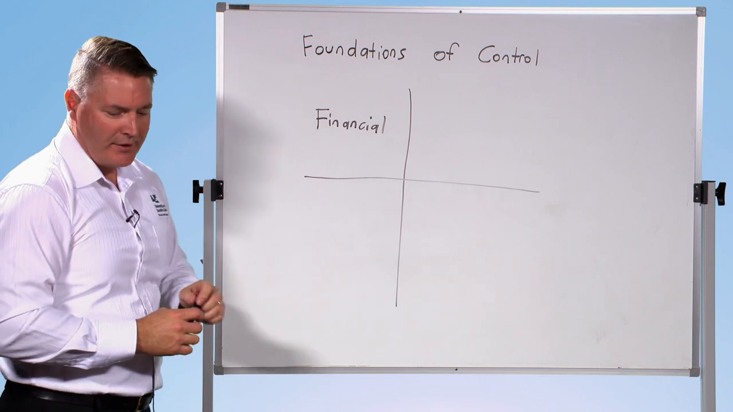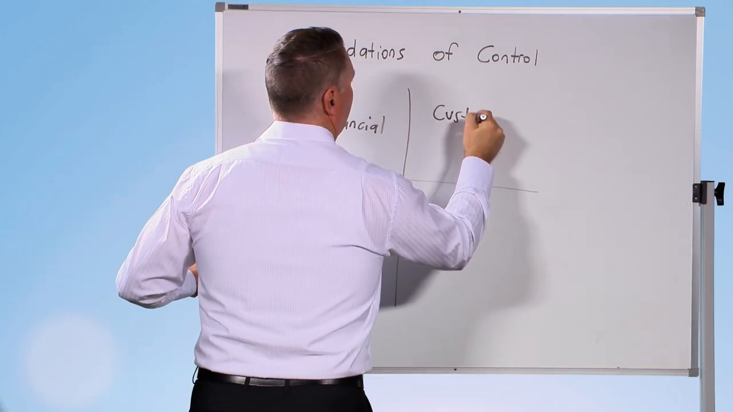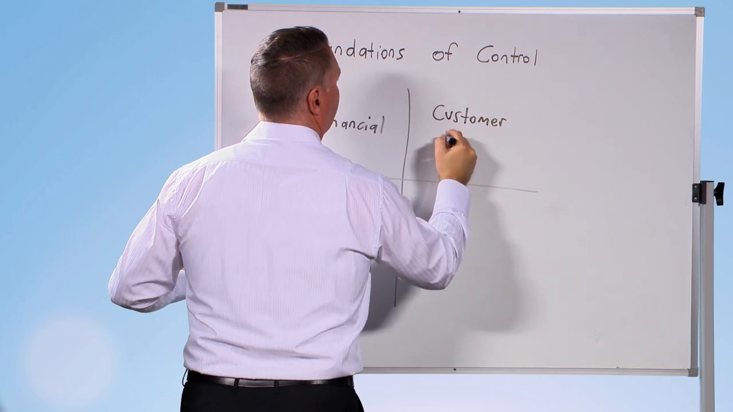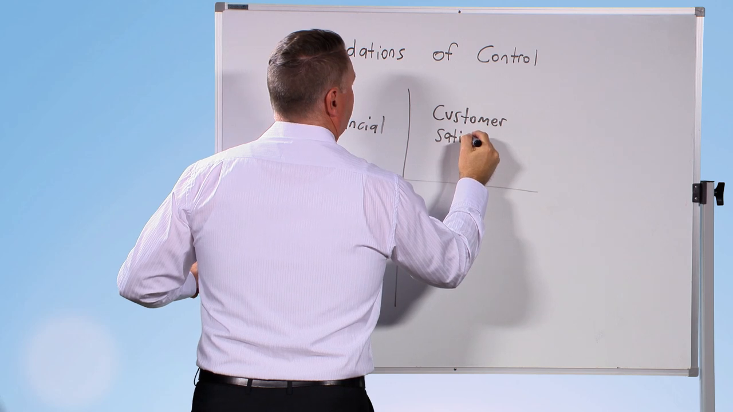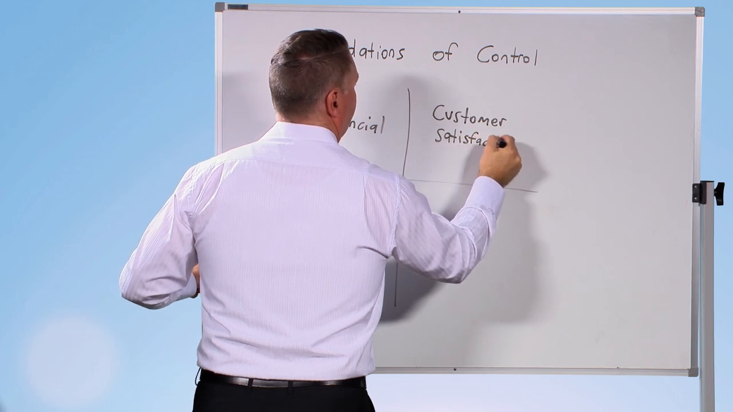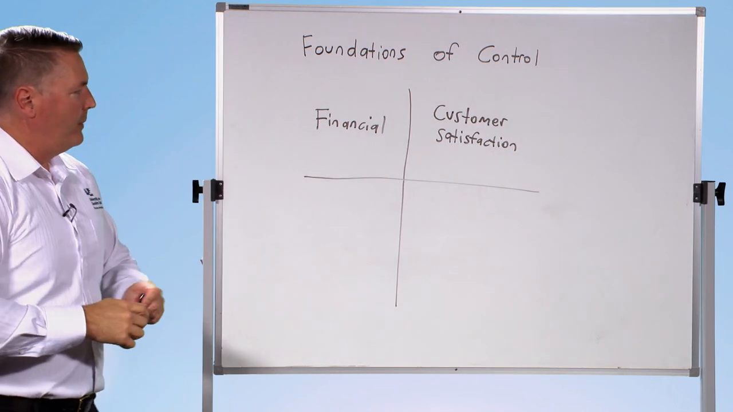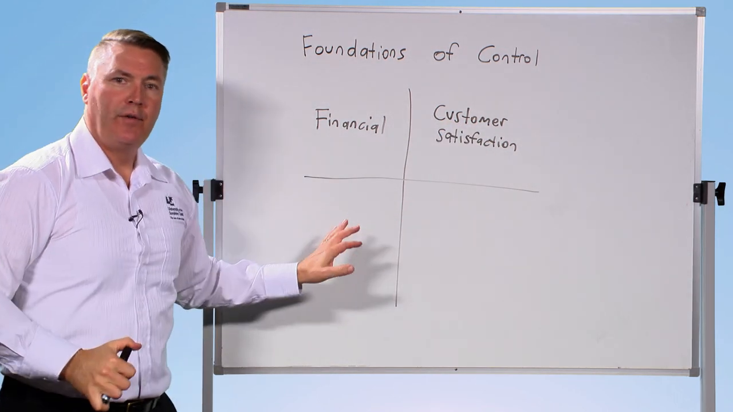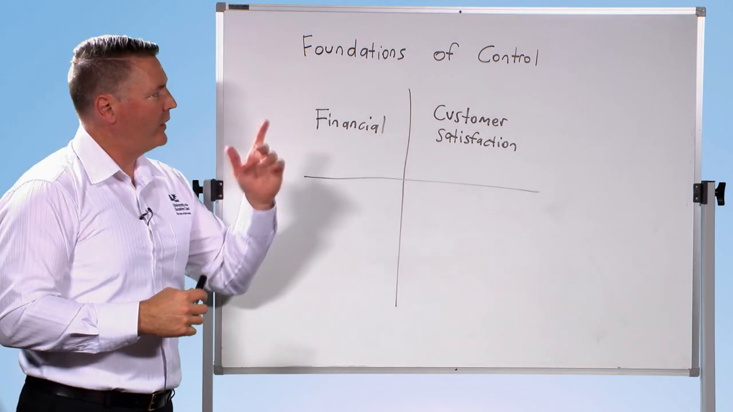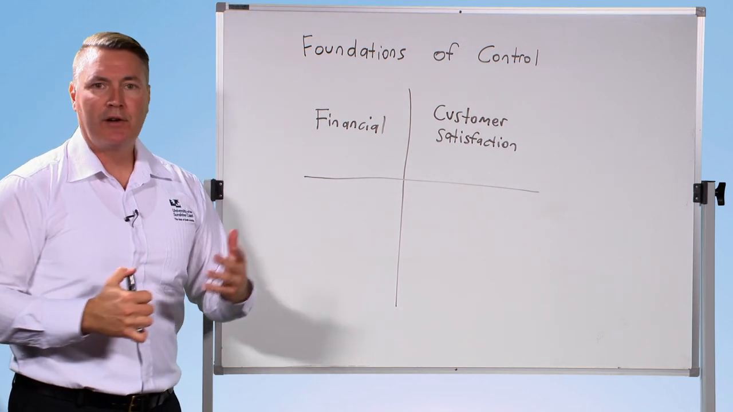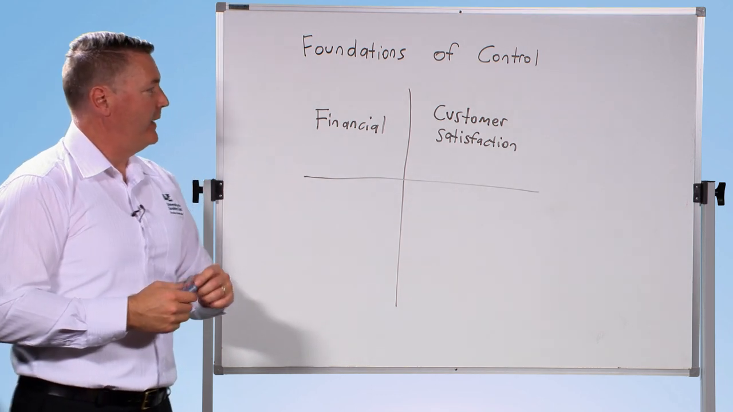But Kaplan and Norton suggest that there are other ways in which we can assess performance or in which we can control organization. And one of them is customer satisfaction. So yes, financial performance is important, but there are three non-financial measures that Kaplan and Norton alert us to when we're trying to measure or monitor performance or control situations in organizations.